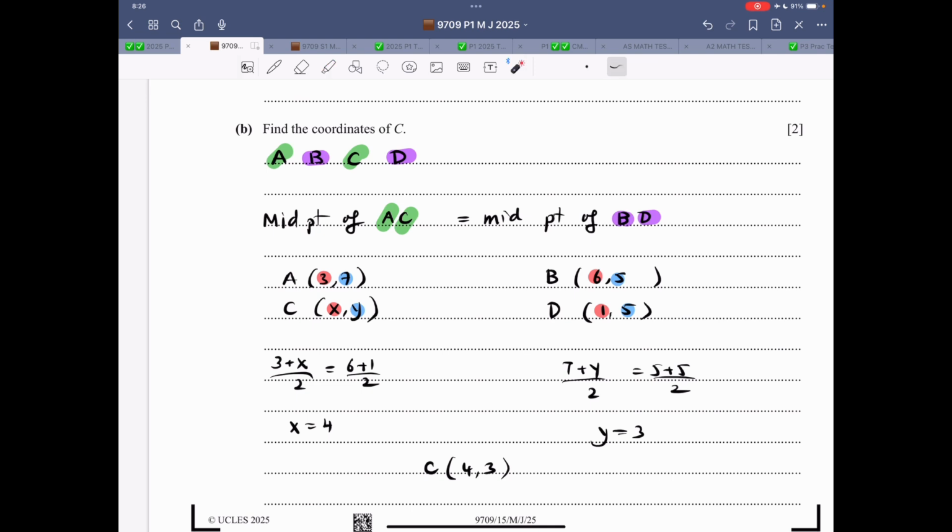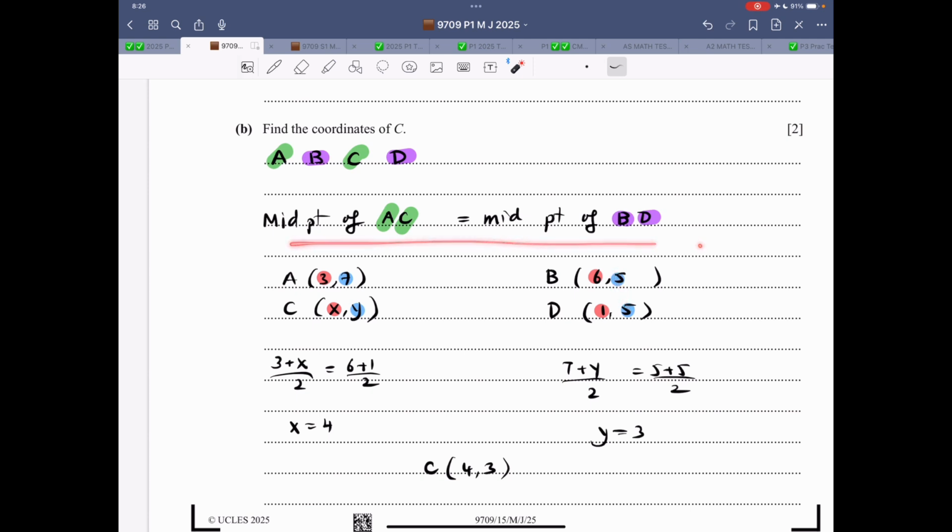So make a habit of writing things properly. I wrote A, I wrote C, I wrote B, I wrote D. The average of X should equal the average of this. So X plus X, the 2 and 2 cancel out, X comes out to be 4. The average of Y coordinates should equal the average of Y coordinates.